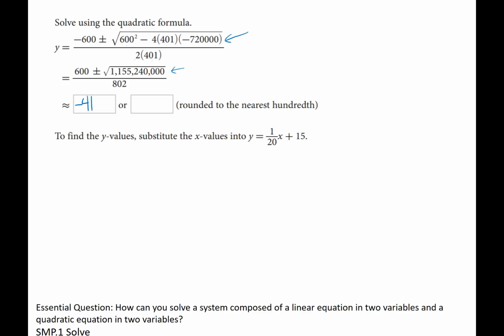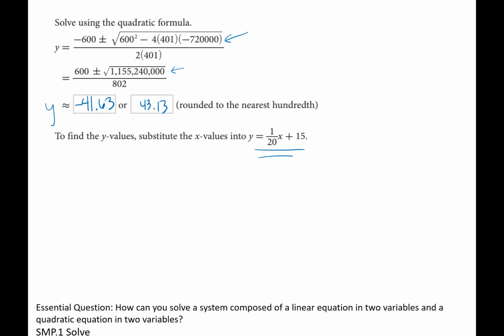It was negative 41.63 and 43.13. Those were the y values, so we need to substitute them into here to get the x values. I'm going to guess I have a whole other screen for that. No, apparently I don't.